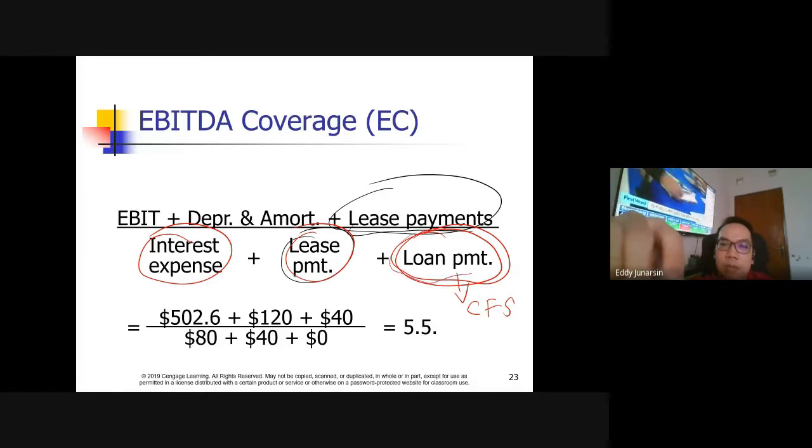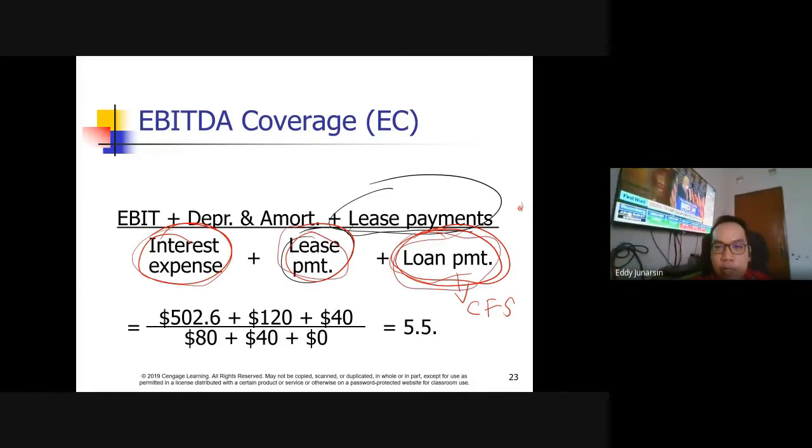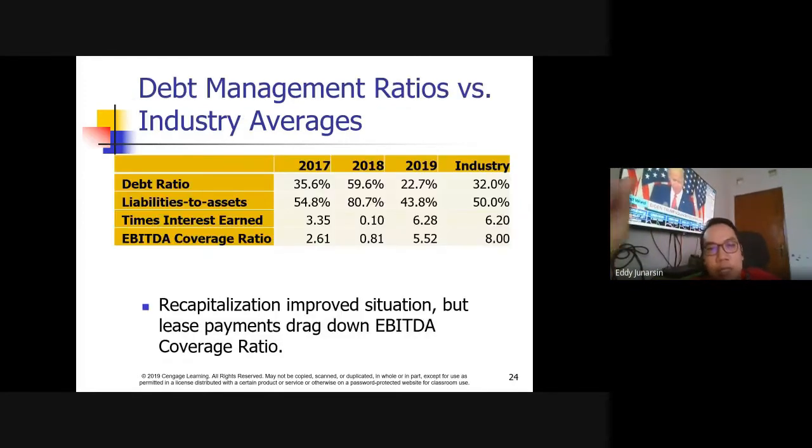Again, we want to know, at this position, how well the firm is servicing its interest expense, lease expense, and the principal payment of its borrowing or its loan. This one cannot be seen on the income statement, but you have to go to the cash flow statement. And we find out that it's 5.5 times. Okay, so let's see the comparison here.